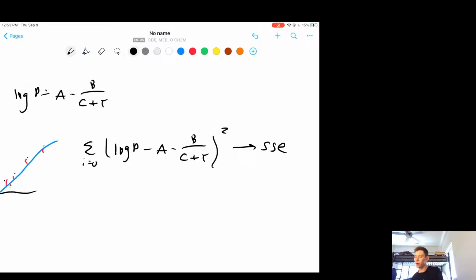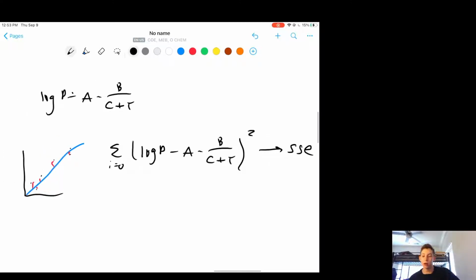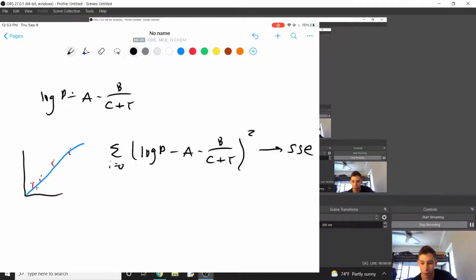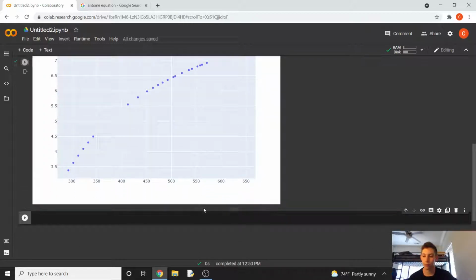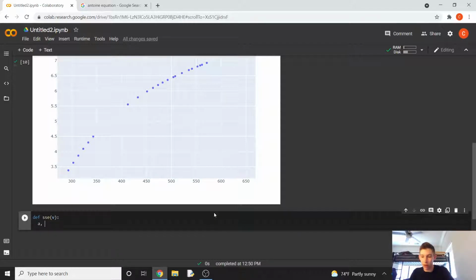So if we go back to Google Colab, we're going to define SSE with a parameter v, where A, B, and C, we're just going to unpack that.